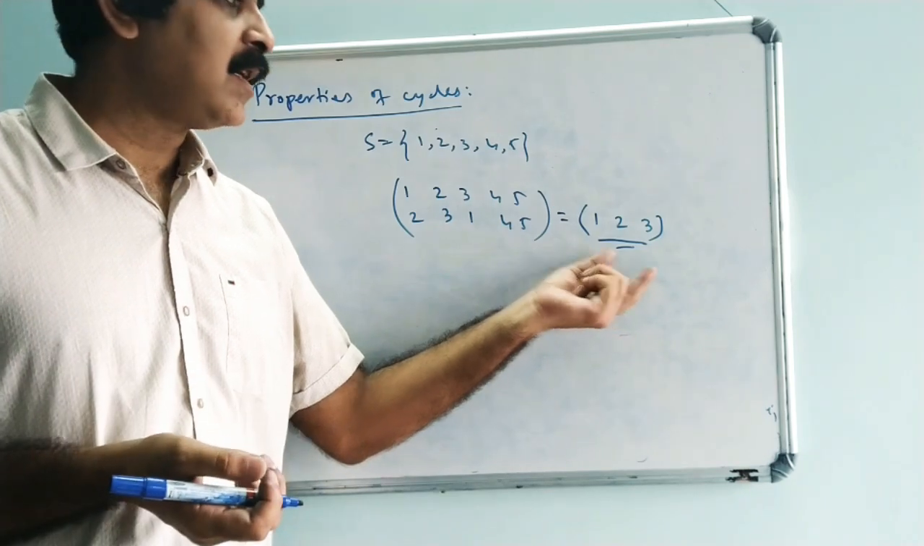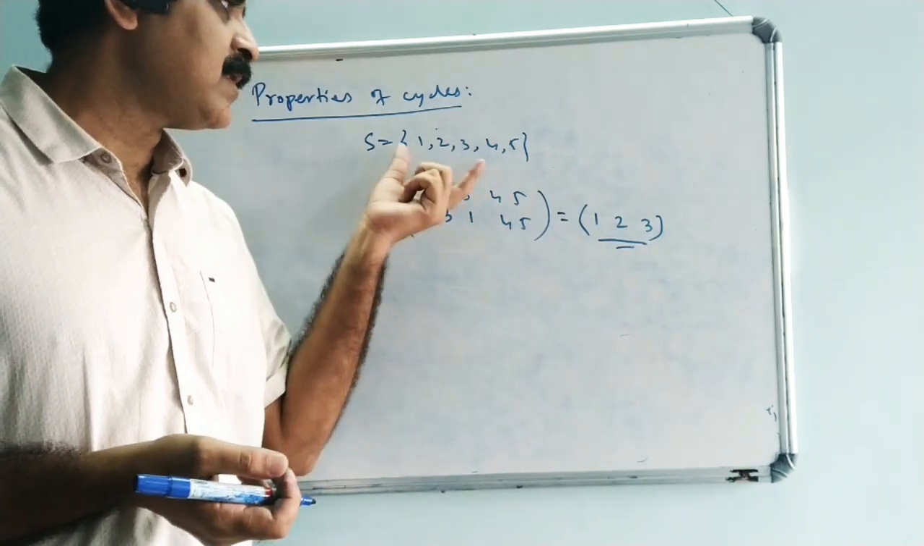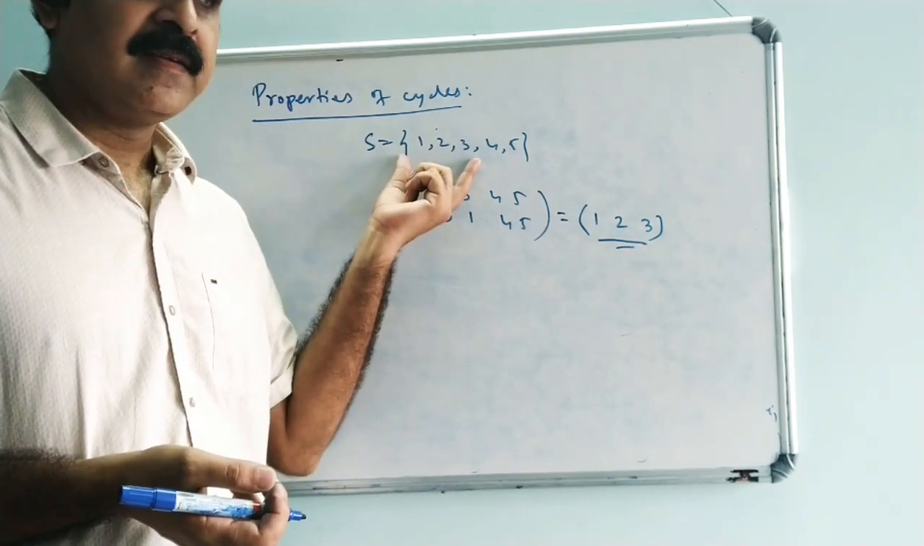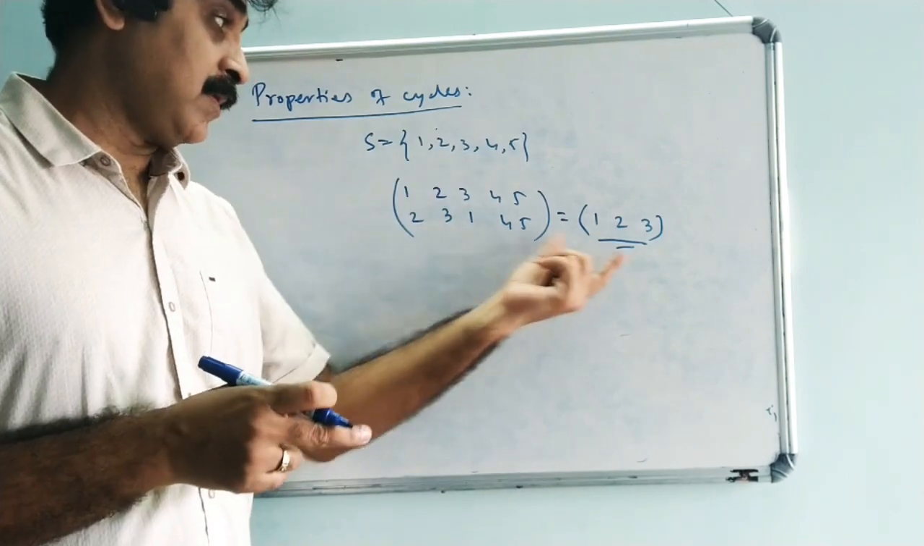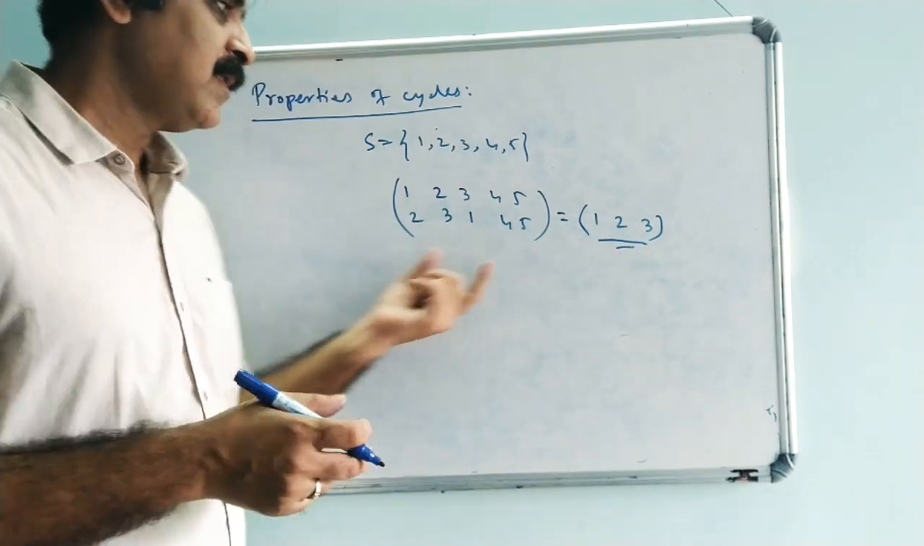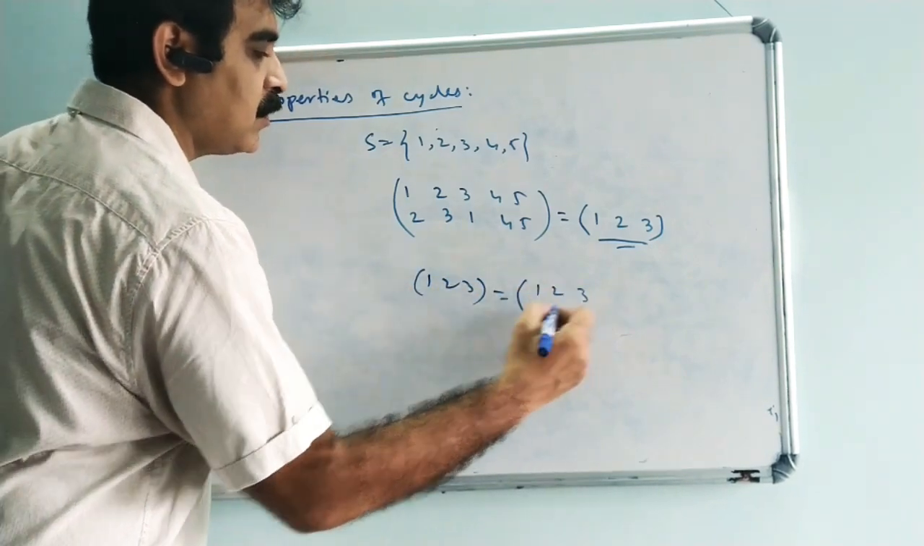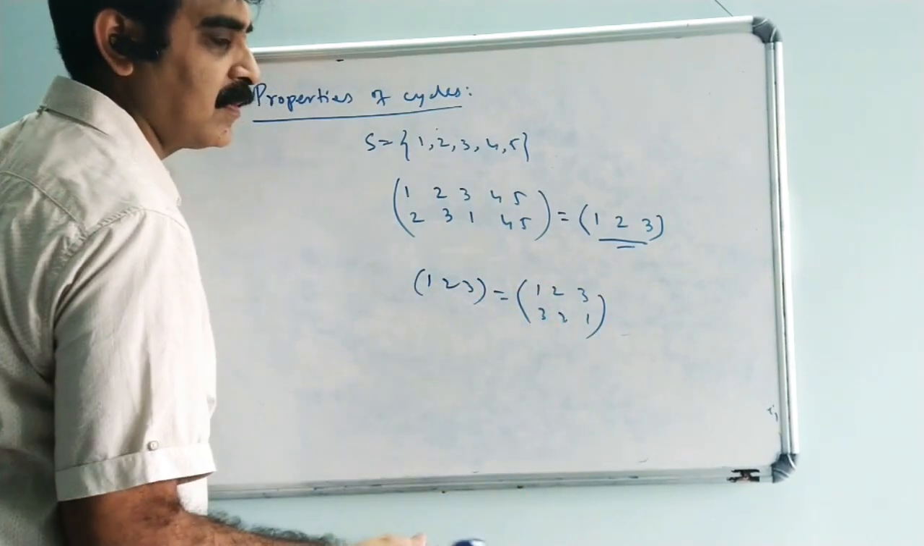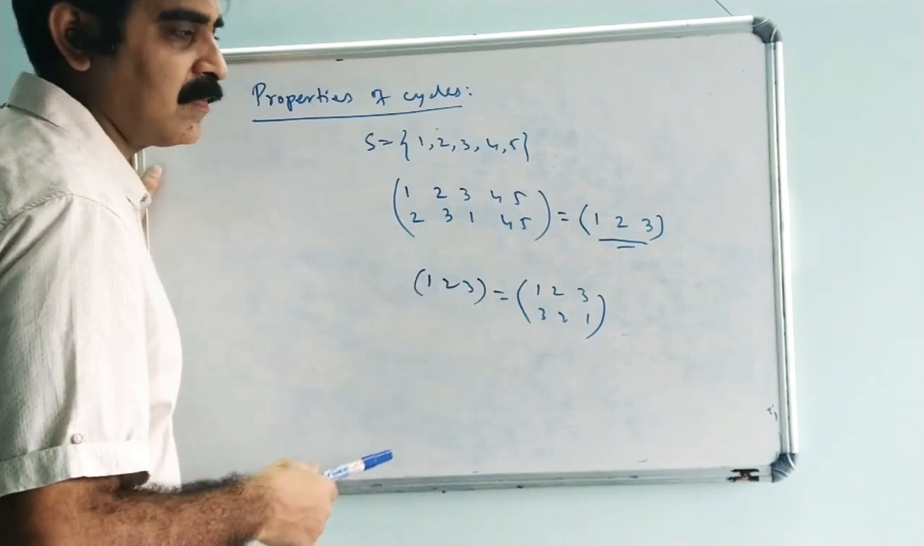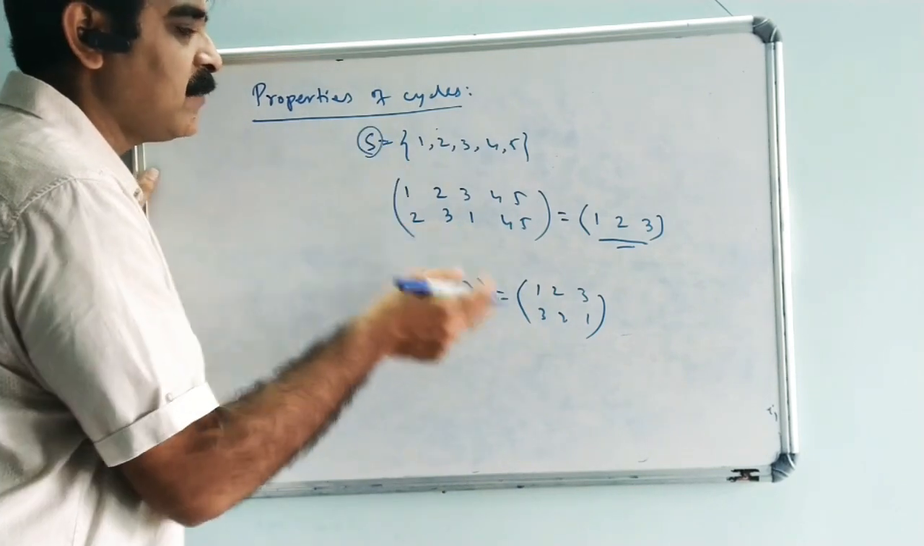Then how will we know how many elements there are in S? One can write the cycle (1, 2, 3) as the permutation 1, 2, 3 over 3, 2, 1. These are not the same permutations, because the set S is different in this case.